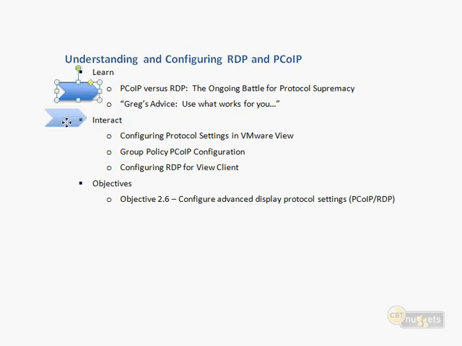Then in the interaction portion, we talked about how to configure the protocol settings within VMware View. I showed you the very small number of settings that are available there. And then I dug fairly deeply into the group policy configuration for PC over IP. I hinted at some of the RDP stuff as well. And then I pointed you specifically to that one setting you have to be careful of to ensure that you've got set for the View client.